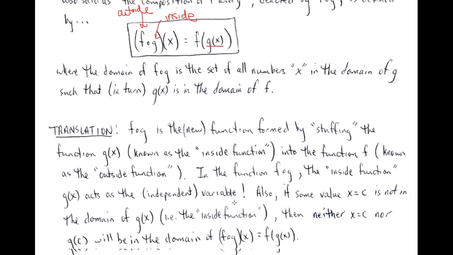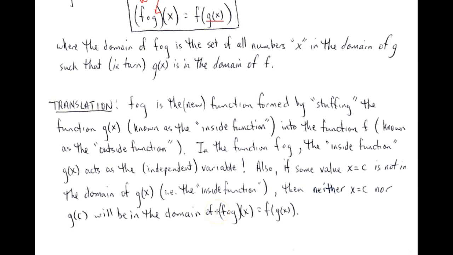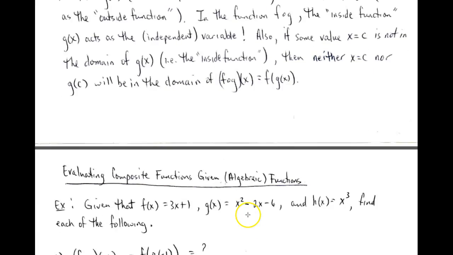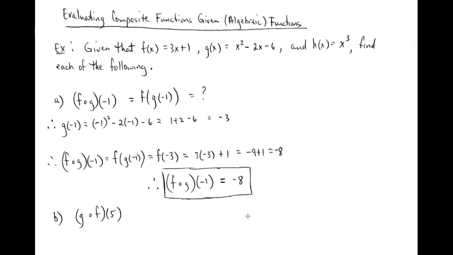And so down here again, I just mentioned that the composition of f and g is formed by stuffing g of x, which is known as the inside function, into the function f, which is known as the outside function. So we'll go ahead and move on here to some examples.